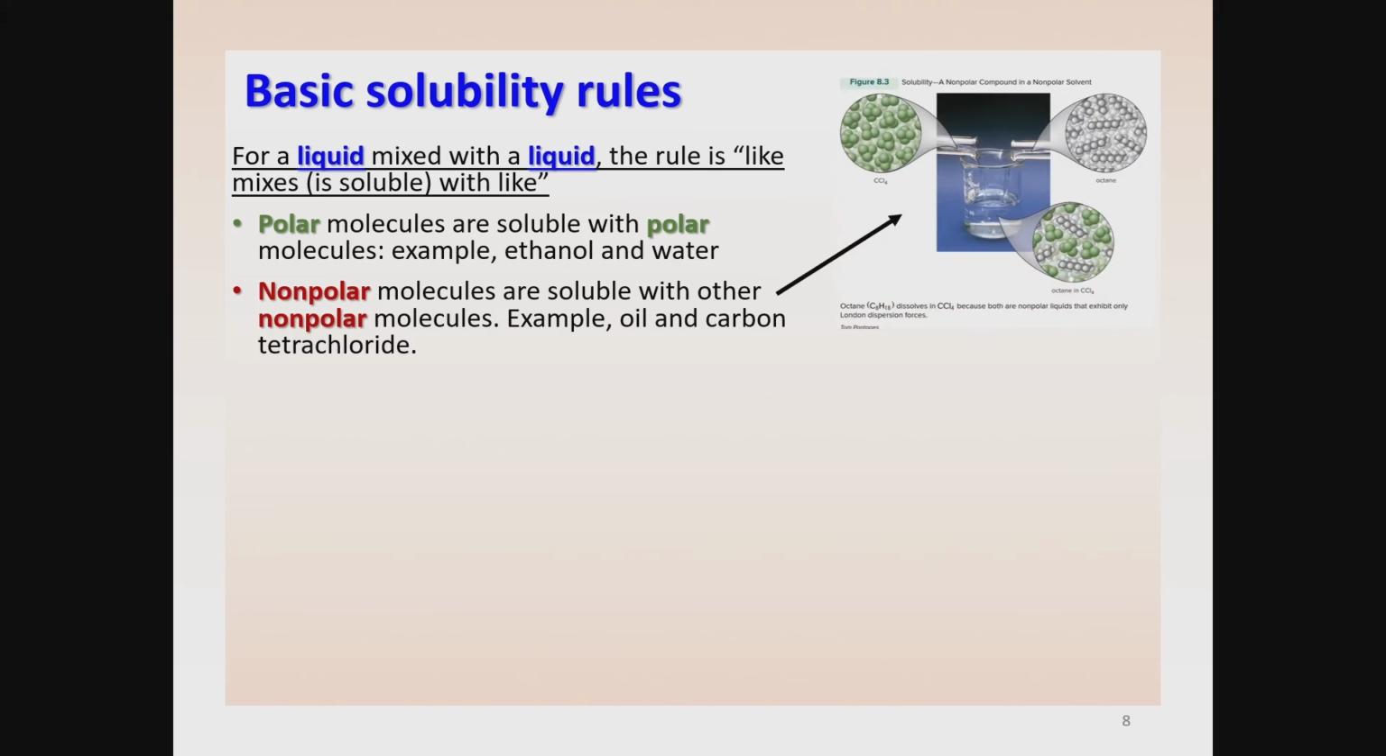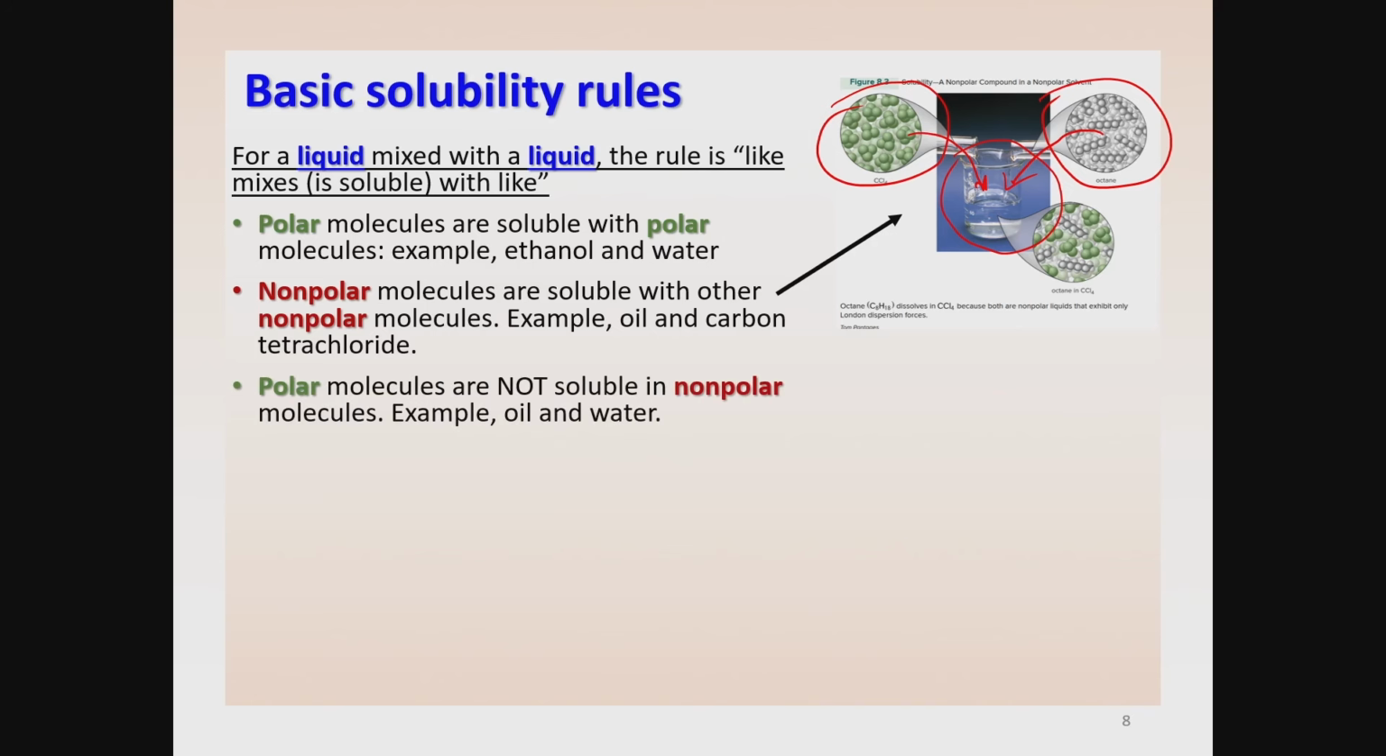And so here I have a picture of that. Here we have a beaker, and we have here a solution, which is a homogeneous mixture. On the left side, we're pouring in one nonpolar molecule, which is called carbon tetrachloride. And on the right side, we're pouring in another nonpolar molecule, which is called octane. Those are both liquids, and they mix well together, so they're soluble within one another. And it's because they're both nonpolar molecules.